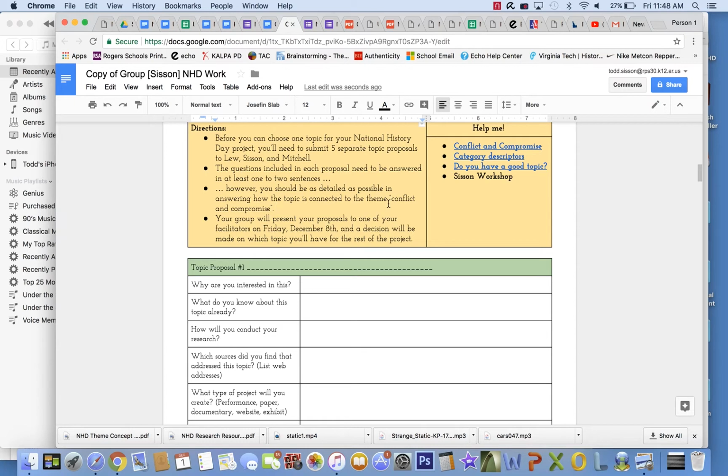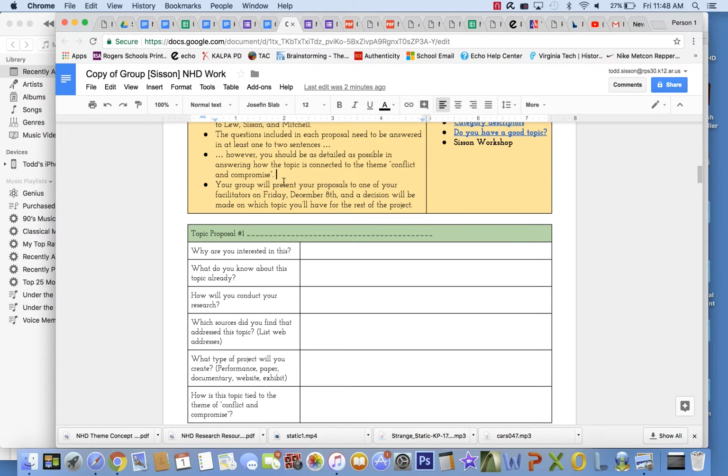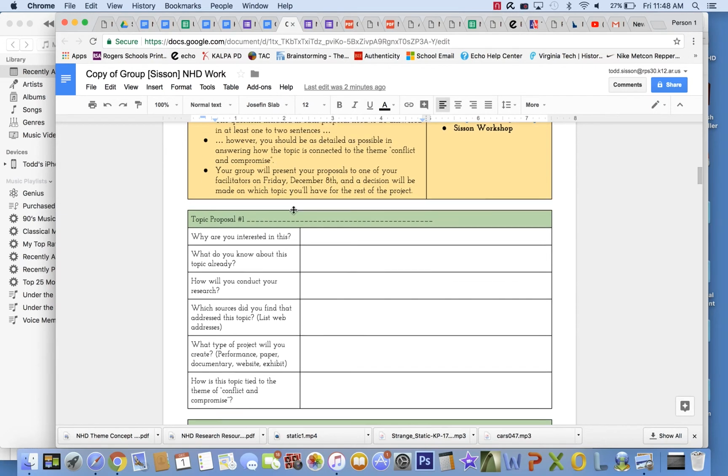Also, it's always good to try to look at history through a certain lens, which is what this is, looking for conflict and compromise in our history and, for you guys, in our country's history. Your group is going to present your proposals to one of our facilitators on Friday, December 8th, and a decision will be made on which topic you'll have for the rest of the project.